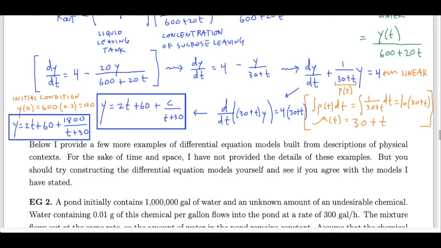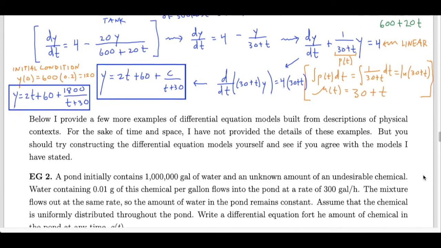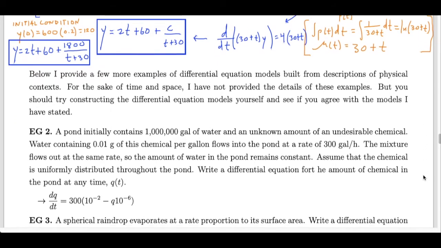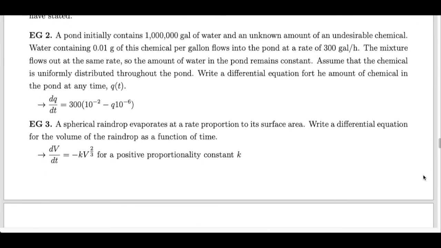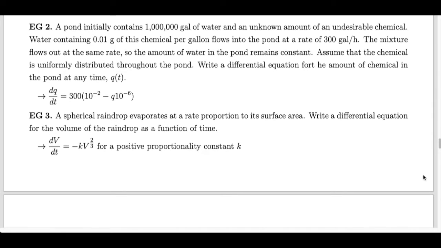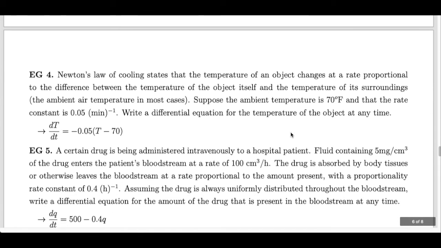In the notes, I've provided a few more examples of this nature. Some physical situation is described with the intention that we translate that description into a differential equation model. For the sake of time, I won't work through the details of constructing these models, but I have stated the differential equation model for each example. When you have an extra minute, take the time to see if you can translate the written description that's provided and see if you end up with the same differential equation model that I have listed here. As I said, I've provided 4 examples, example 2, 3, 4, and 5.